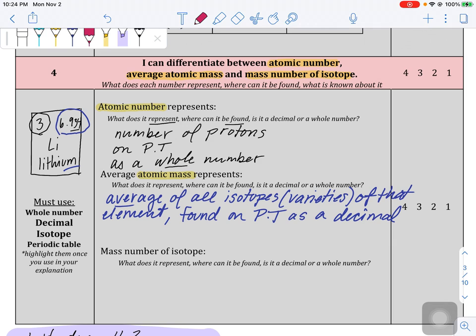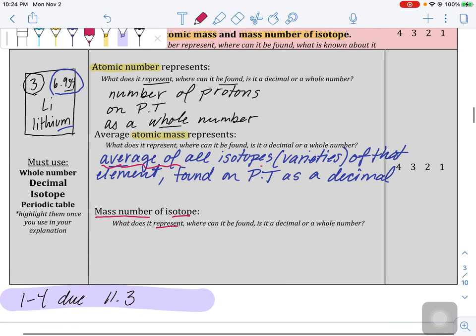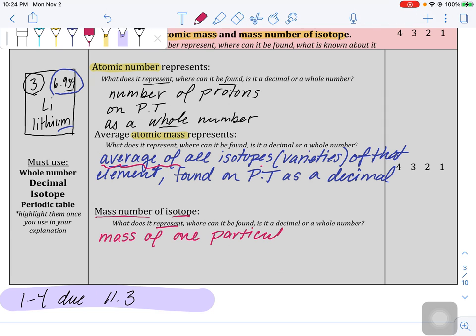Now my final number here, mass number of an isotope, is looking at one specific version. So while average atomic mass is looking at a calculation of all of them, mass number is looking at one specific, so looking at the mass of one particular isotope. And here's what's tricky about this one: it cannot be found on the periodic table.